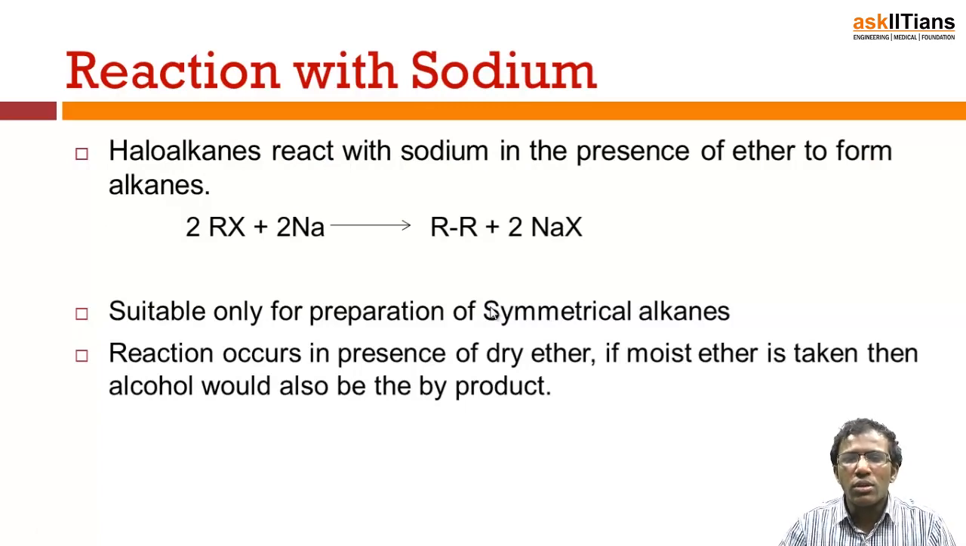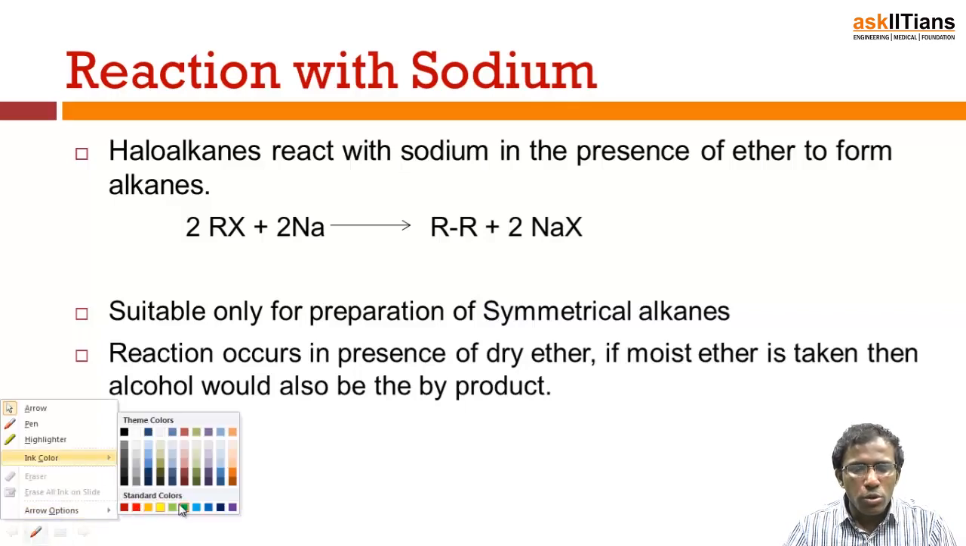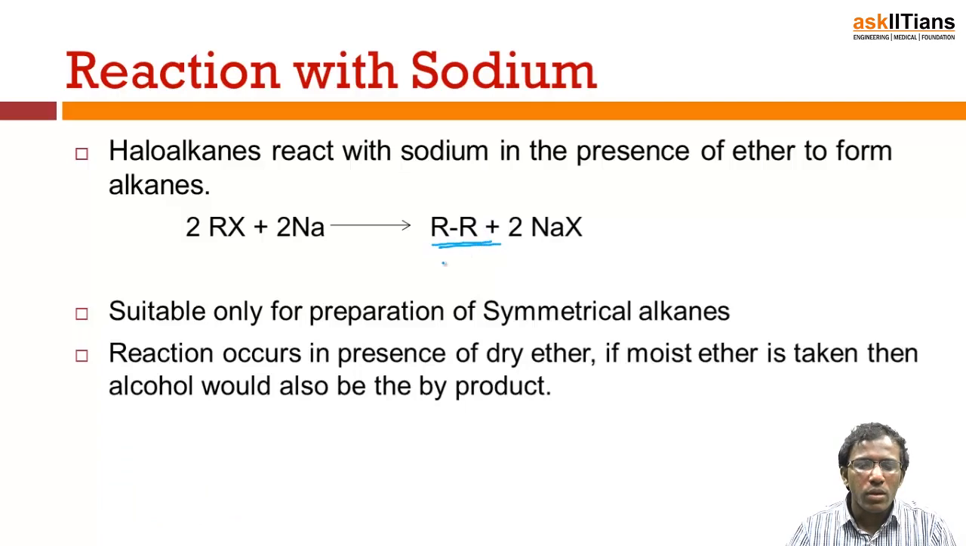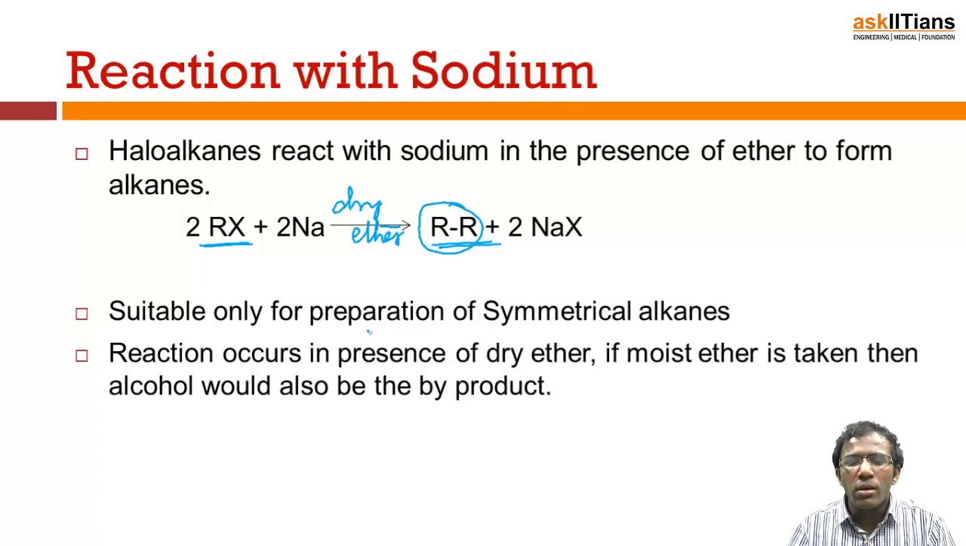So first is reaction with sodium. Alkyl halide, upon reaction with sodium, produces alkanes. This is the reaction. So this is alkyl halide. The 2 moles is reacting with the 2 moles of sodium and is producing alkane along with the 2 moles of sodium halide. This reaction occurs in the presence of dry ether, and you will get alkane as the product.